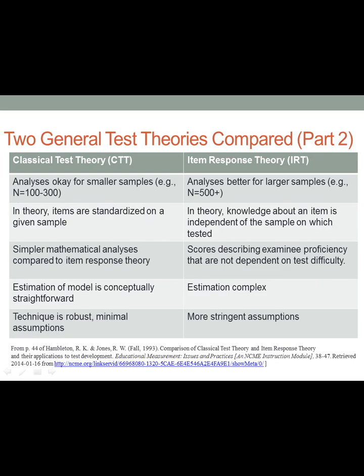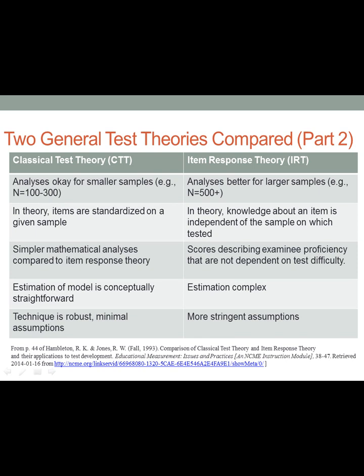A little bit more before we leave this comparison. Another advantage of classical true score theory or classical test theory is that it's okay for smaller samples, of n's of 100 to 300 participants. In theory, the items are standardized on a given sample. I say in theory because these are theories. The mathematical analyses are simpler, as I've already said. The estimation of parameters or models, things like estimations of reliability, are relatively straightforward, and the technique is robust. You don't have to make a lot of assumptions for it to work.